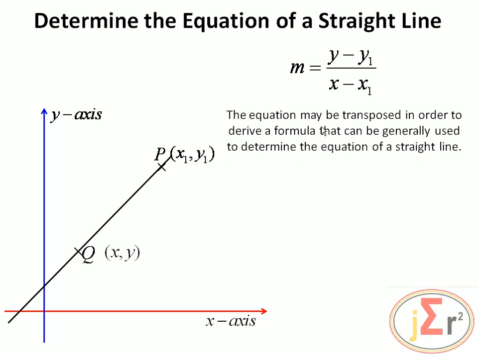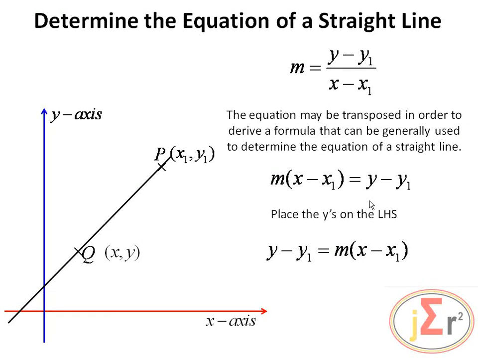The equation may be transposed in order to derive a formula that can be generally used to determine the equation of a straight line. So this m is going to be multiplied by x minus x1, and that is equal to y minus y1, because we have this as a denominator, and if we are going to transpose, we need to get rid of the denominator by multiplying by the entire denominator on the left hand side. So we are going to place the y's on the left hand side, and of course the other terms will go to the right. The general equation y is equal to mx plus c may also be used.